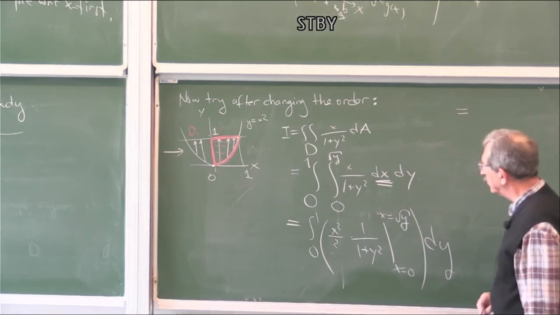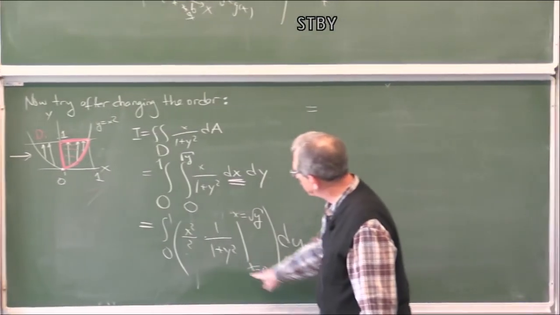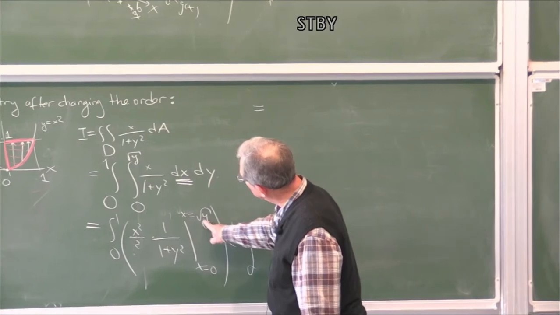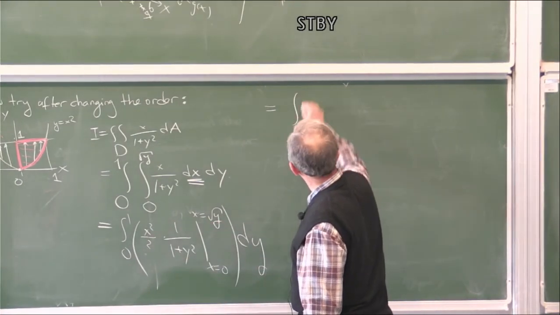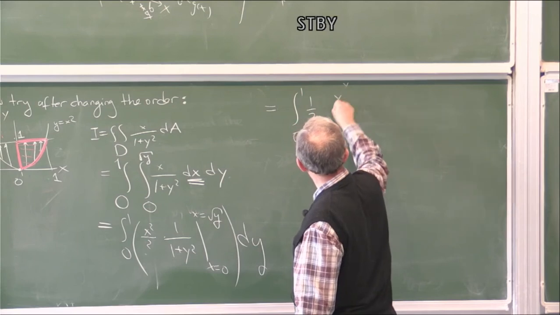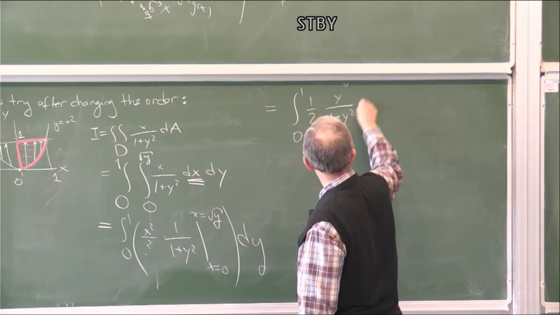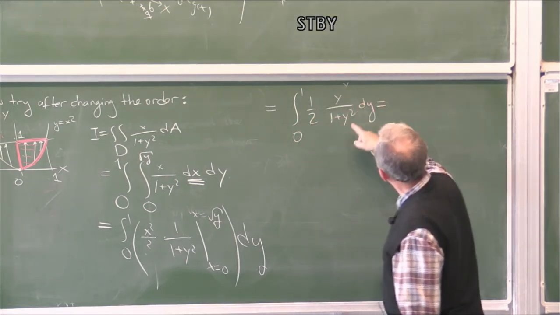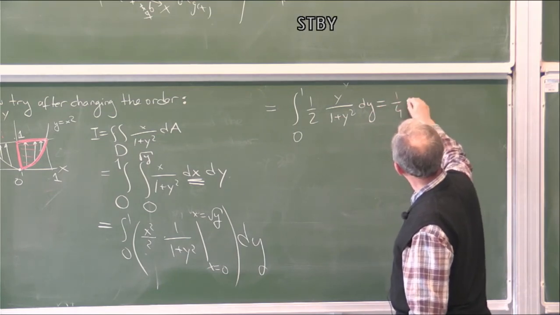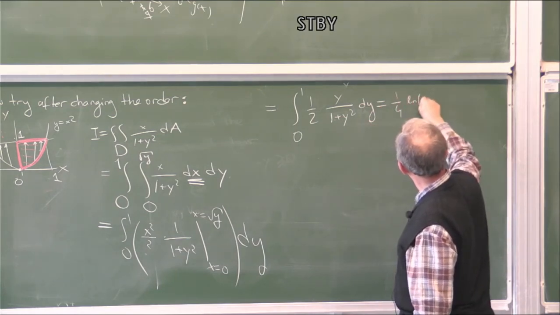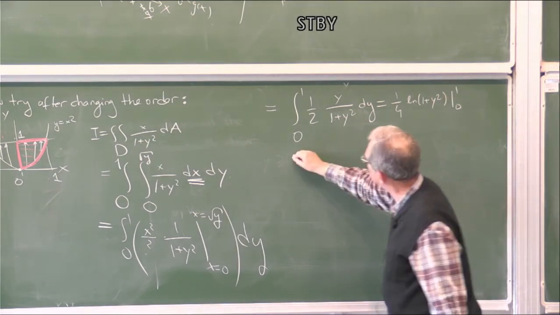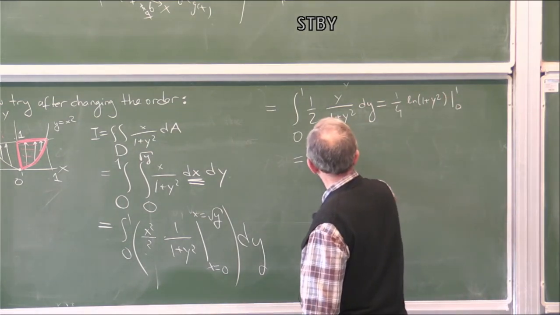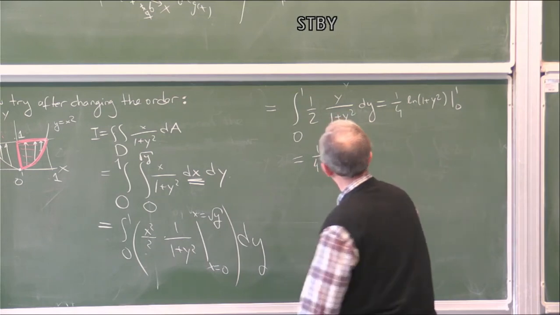So that would give us, when x is 0, you get 0. When x is root y, you get y. So it is integral 0 to 1, 1 over 2, y over 1 plus y squared dy, which of course is 1 over 4 logarithm 1 plus y squared, 0 to 1. So it is 1 over 4 logarithm 2.